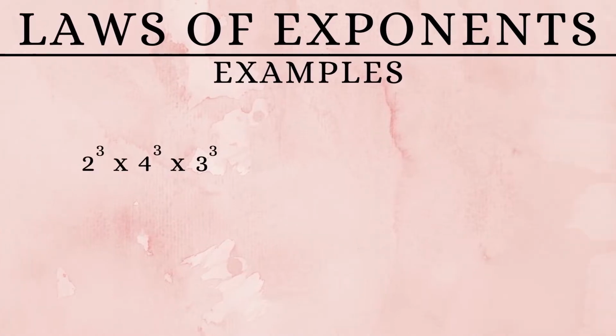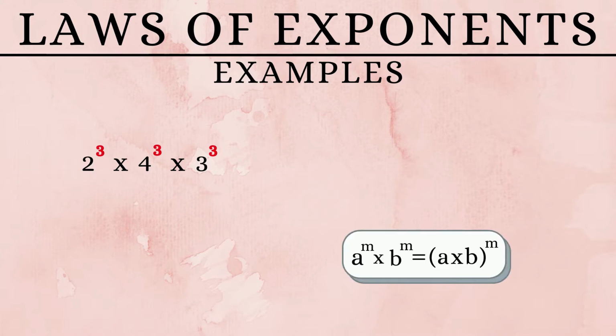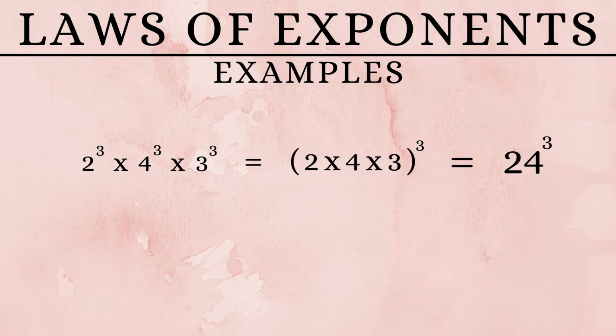Next example, 2 cube into 4 cube into 3 cube. Here our base is different but the exponent remains the same. So we'll keep the exponent as it is and multiply the bases as shown here. So we get 2 into 4 into 3, the whole cube, which becomes 24 cube.